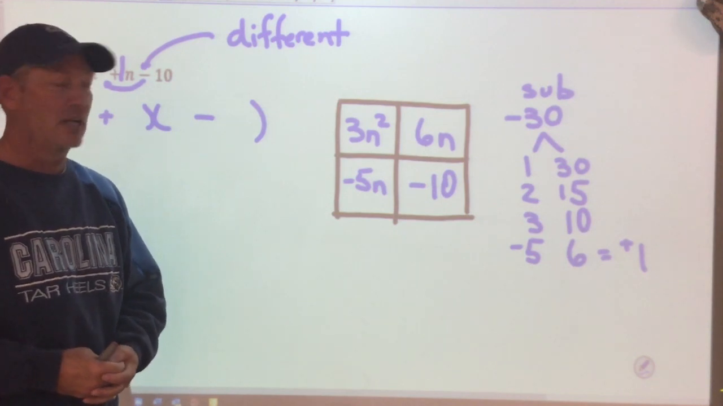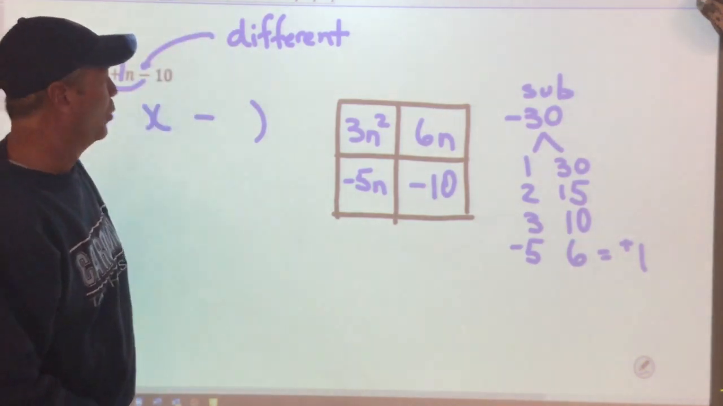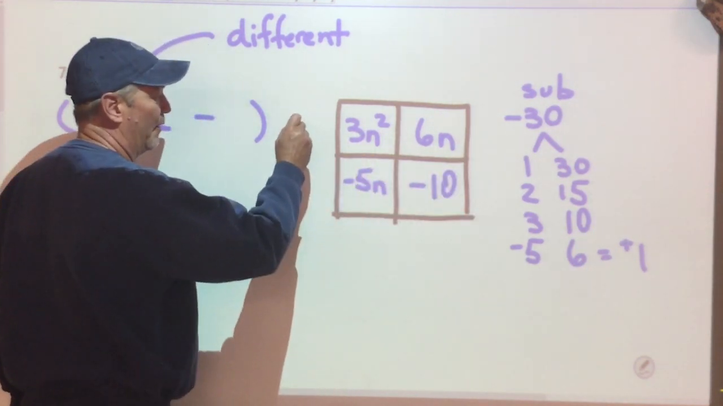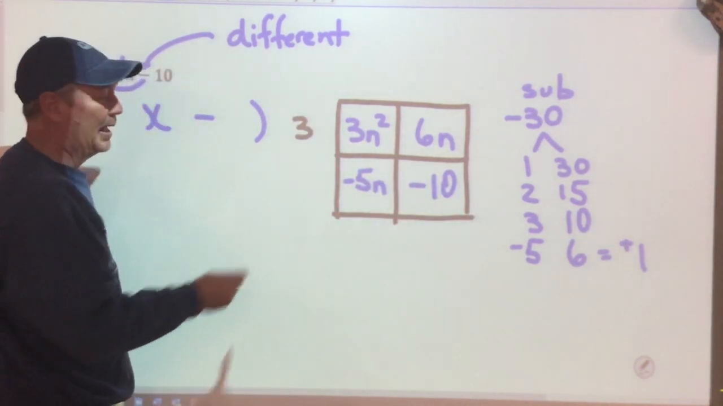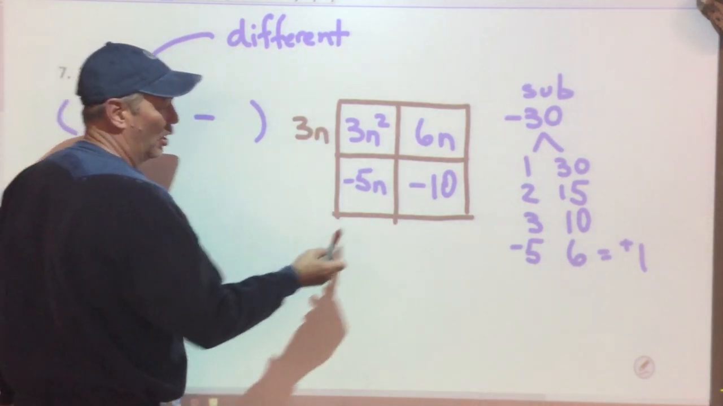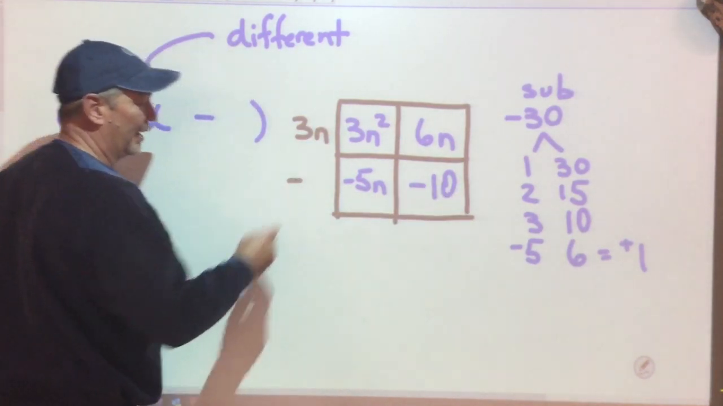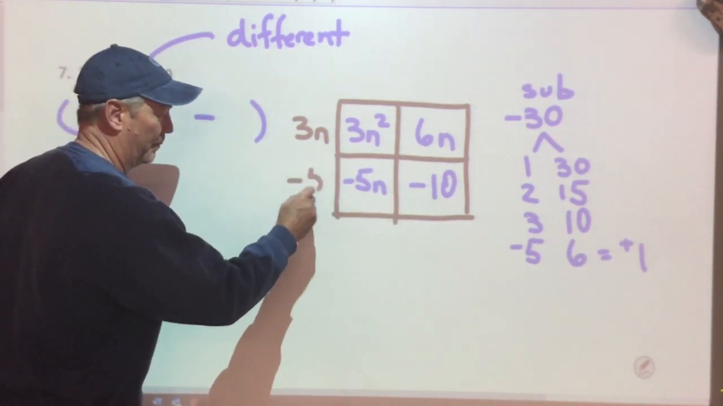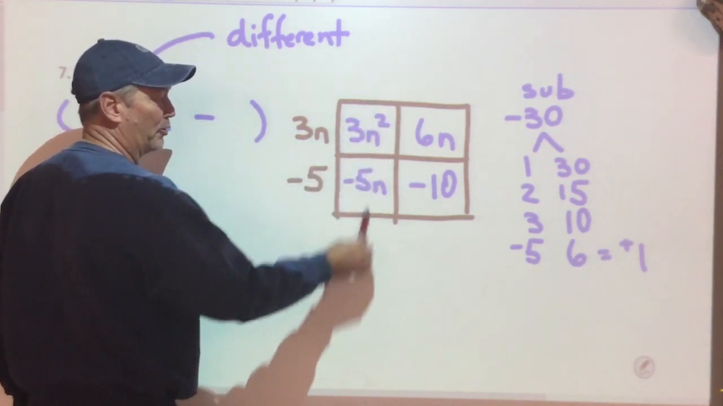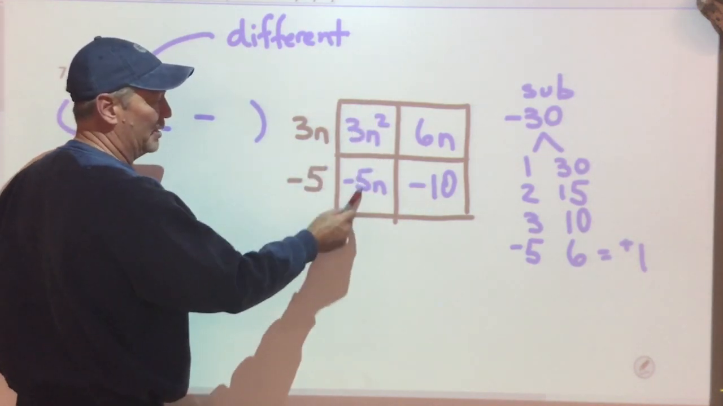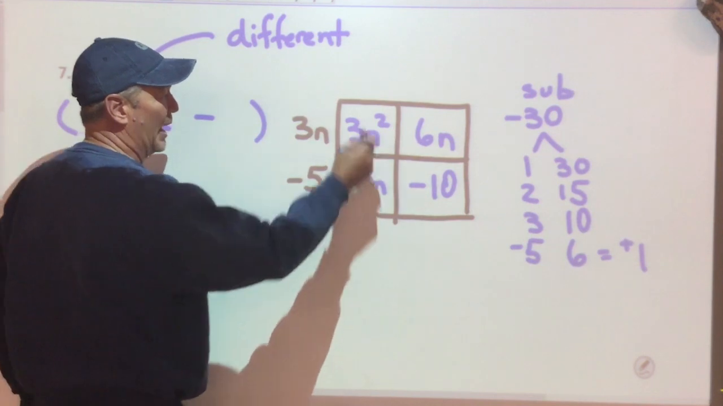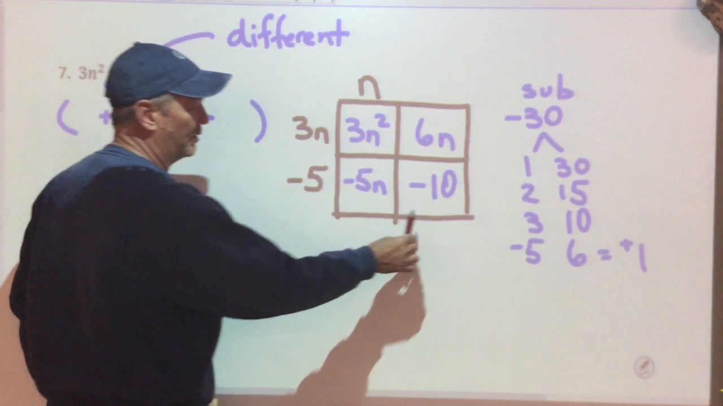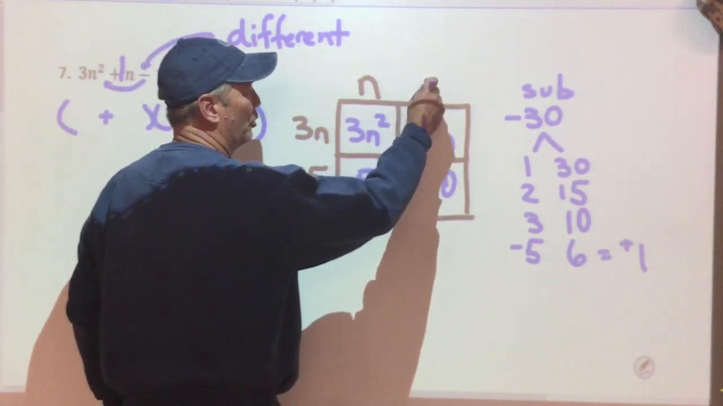Now we look for the greatest common factor. What do we have in common? Well, coming across the top, we have a 3 in common and the letter n. Across the bottom, we have a negative sign for sure and the number 5. Going up in the first column, we don't have a number in common, but they do both have an n. In the last column, they have the number 2.